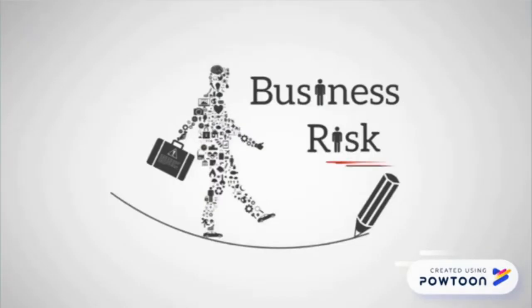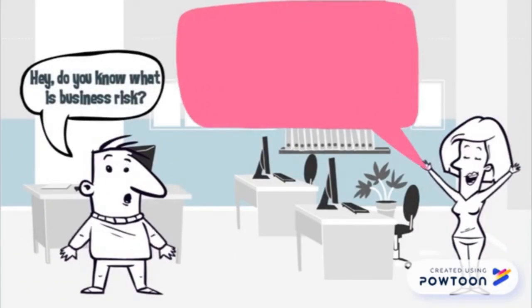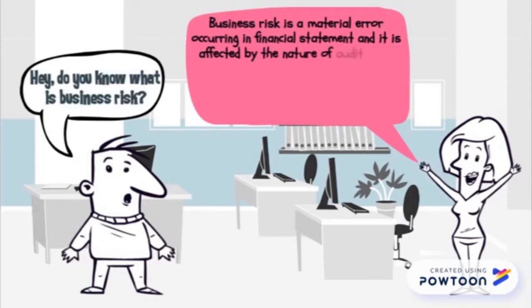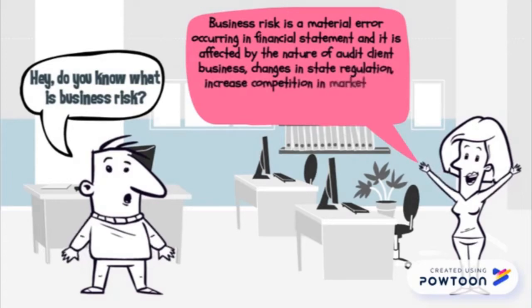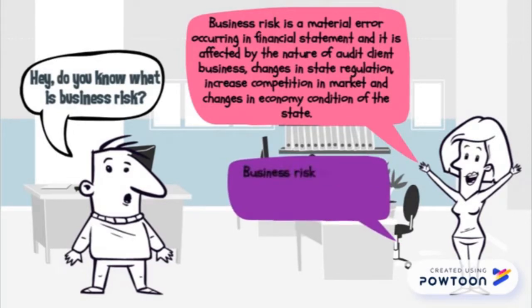Next, we are moving to business risk. Hey, do you know what is business risk? Business risk is a material error occurring in the financial statement and it is affected by the nature of the audit client's business, changes in state regulation, increased competition in the market and changes in the economic condition of the state. Business risk is the risk that the business will fail to meet its objective.